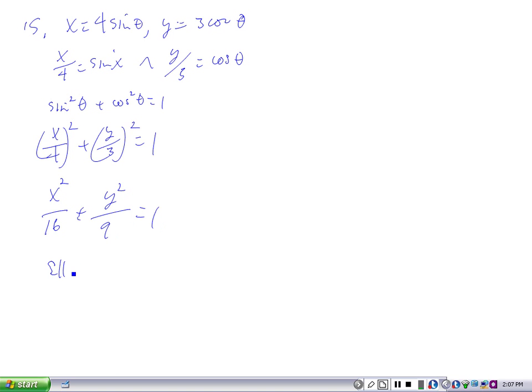This is an ellipse, as we identify what it is. Centered at the origin, and it moves up and down a distance of 3. 1, 2, 3, 1, 2, 3. The center is the origin, and it moves to the left and to the right 4 units. 1, 2, 3, 4. 1, 2, 3, 4. Taking these numbers there, plus or minus 4, plus or minus 3. And you just draw your football.